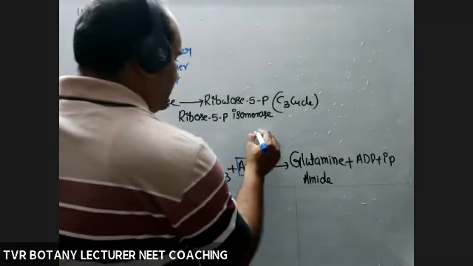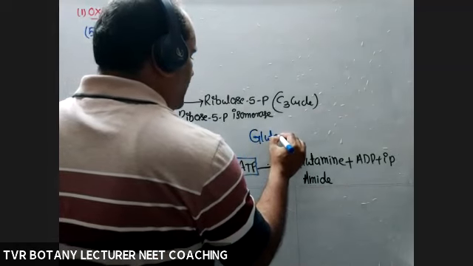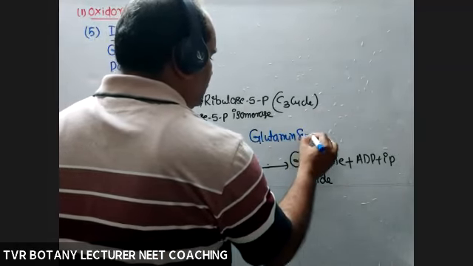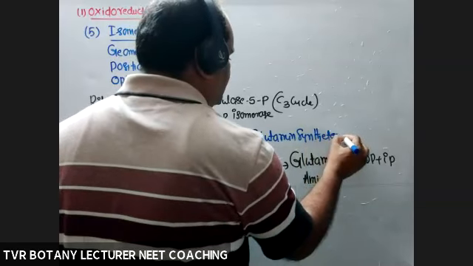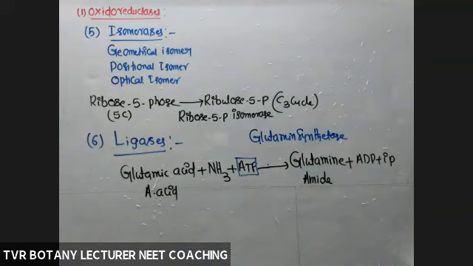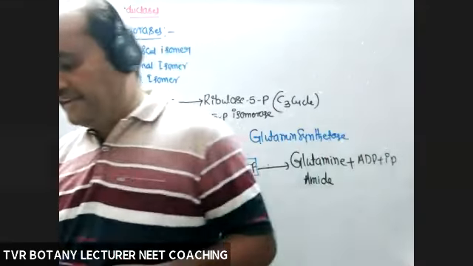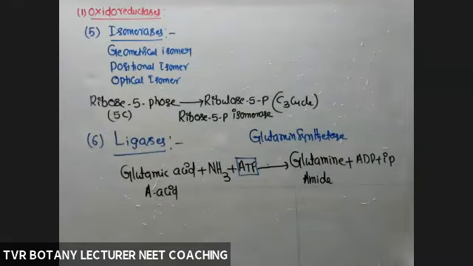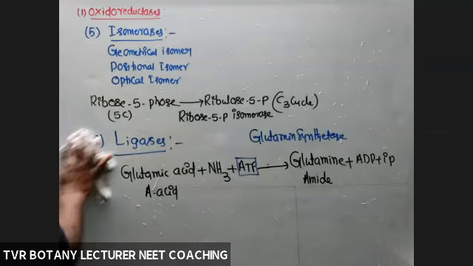And the enzyme required is glutamine synthetase. Glutamine synthetase. Okay, so ligases are concerned with linking of C-O, C-S bonds. Okay, so they are able to link C-S, C-O, P-O bonds also, phosphate and oxygen, and C-N bonds. Okay, so that's about classification of enzymes.